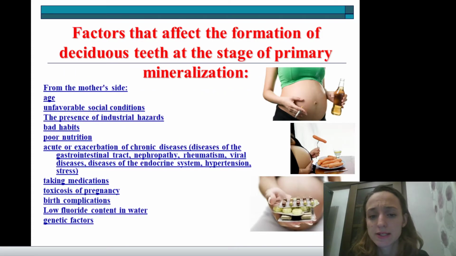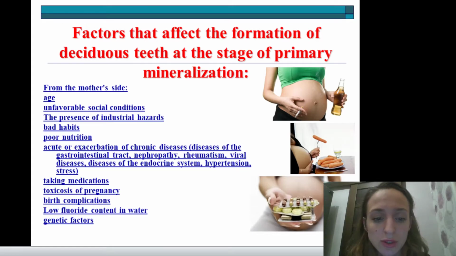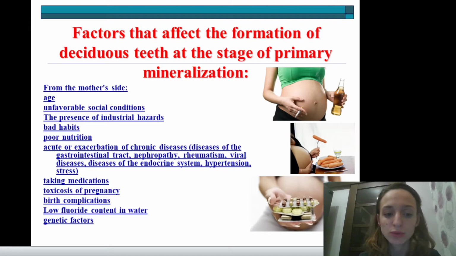So, factors that affect the formation of deciduous teeth at the stage of primary mineralization. From the mother's side, it is age, unfavorable social conditions, the presence of industrial hazards, bad habits, poor nutrition, acute or exacerbation of chronic diseases, taking medication, toxicosis during the period of pregnancy, birth complications, low fluoride content in water, and some genetic factors.